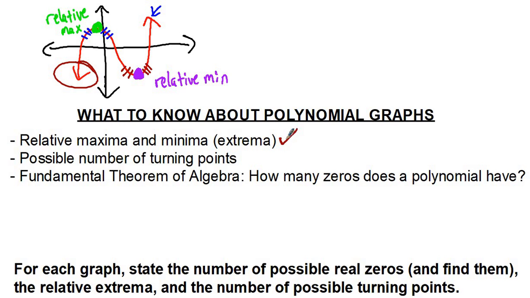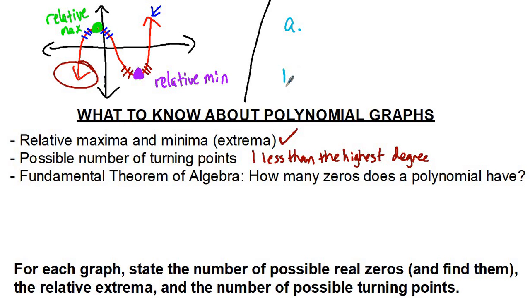Second thing is the possible number of turning points that a graph could have. It's always one less than the degree of the graph, and I'll tell you what that means. Okay, then the highest degree, I should say. So the highest degree on a polynomial is simply whatever exponent it has as its highest exponent. So I'll give you two examples right here. Call this a and b.